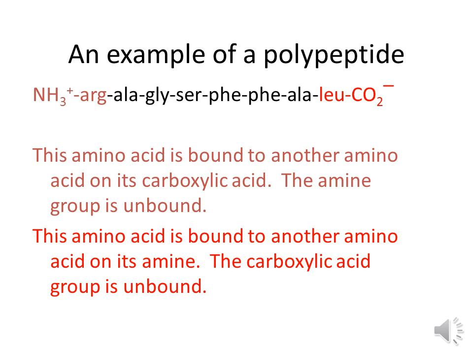Here is an example of a polypeptide, and this polypeptide has in order a free amino group on arginine, and then connected to alanine, and then connected to glycine, and then connected to serine, and then connected to phenylalanine, and then to another phenylalanine, and then to leucine. And the leucine has on it a free carboxylic acid group.